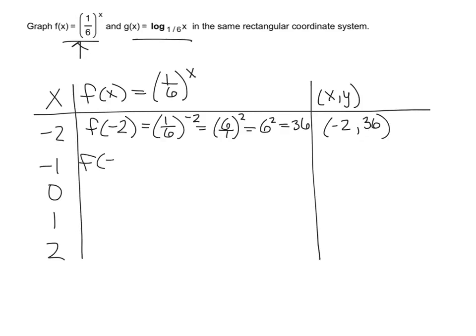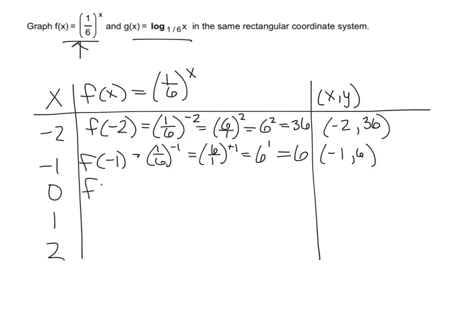Now we'll find f of -1. That's 1/6 to the -1 power. I'll flip the fraction because I have a negative exponent. So that gives me 6 to the +1 power, which equals 6. So my ordered pair is -1, 6. Now we'll find f of 0. That is 1/6 to the 0 power. Anything raised to the 0 power is 1. So my ordered pair is 0, 1.